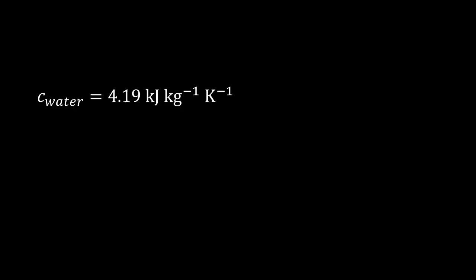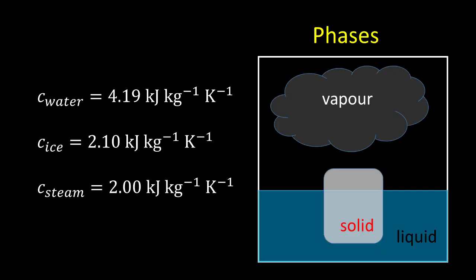The specific heat of water is 4.19 kilojoules per kilogram per Kelvin, to 3 significant figures. Note that each phase of a substance has, in principle, a different specific heat, so it is more accurate to describe specific heat as a property of a substance in a certain phase, whether solid, liquid, or gas. A gas is also called vapor.